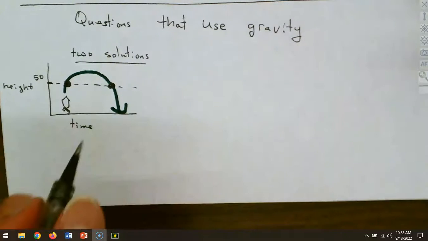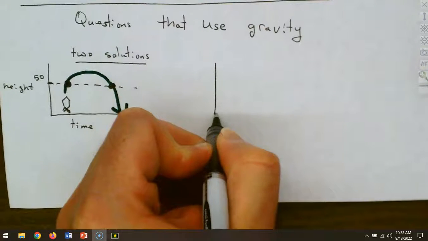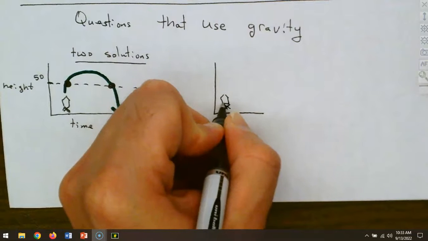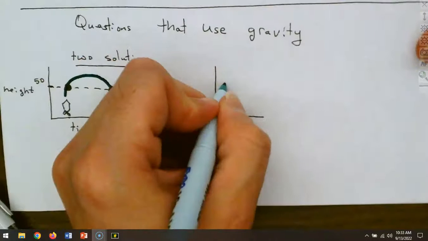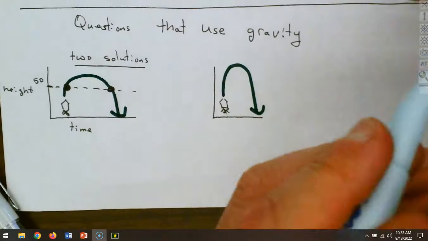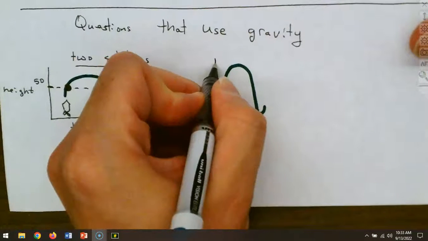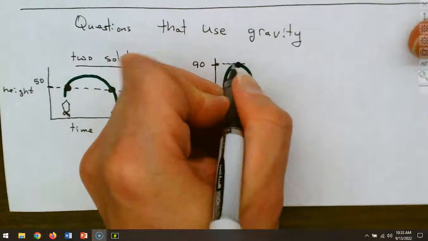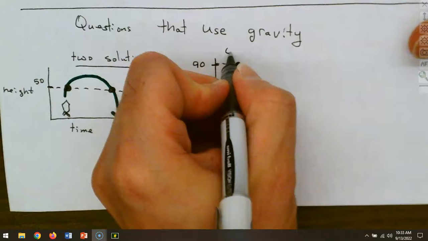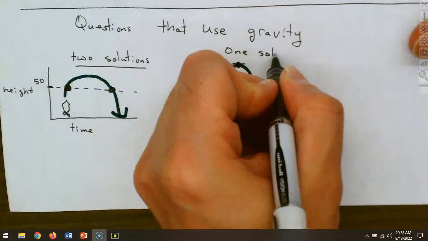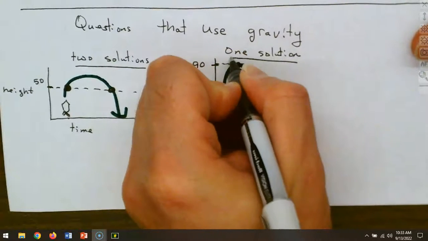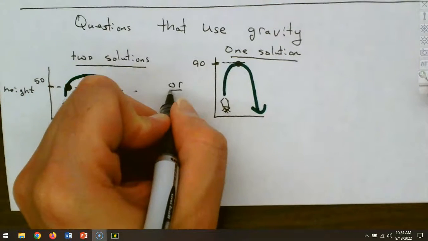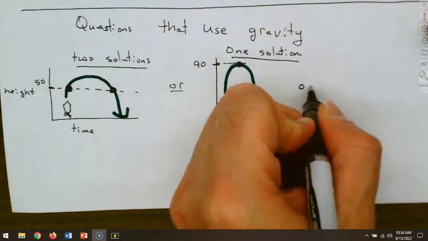You can also have one solution. How can you get one solution? Well, if I redraw the rocket ship again, and this rocket ship goes up and it comes back down. But let's say in this case, I want 90. 90 would only touch this at one place, so this would give you one solution, because that's going to give you the highest point. So you can have two solutions, or you can have one solution, or you can have no solution.